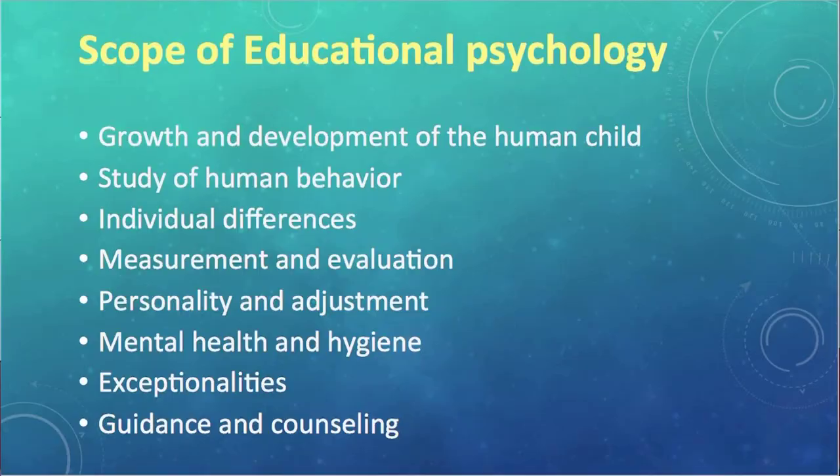So the first scope, or area of study, of educational psychology is growth and development of the human child. As we discussed earlier about the different subcategories under pure and applied psychology, we came across developmental psychology, and I have already mentioned that it studies the changes that occur in the behavior of an individual through different stages of human life, from prenatal development to adulthood.